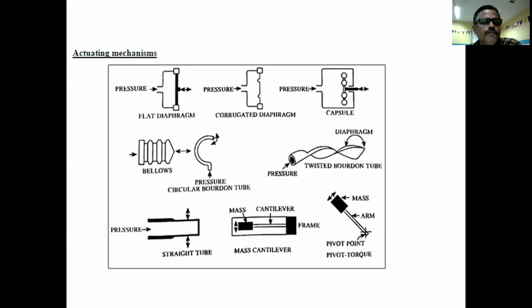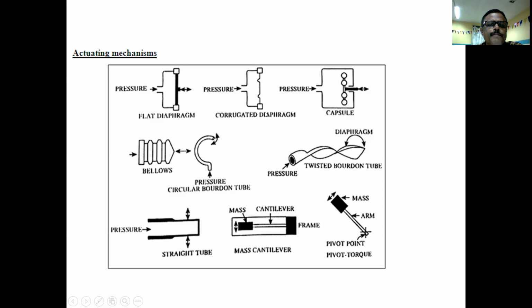We will see various actuating mechanisms in this diagram. So it shows, as we have said previously, they are basically converting pressure into displacement. The first one you can see is the diaphragm. Only the type is different. This is a flat diaphragm. So pressure is converted into displacement in the diaphragm. This is the diagram of the diaphragm. So pressure is sensed and the final output is displacement.